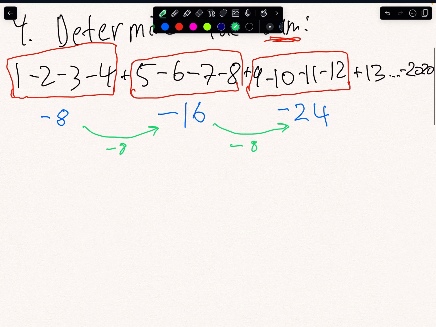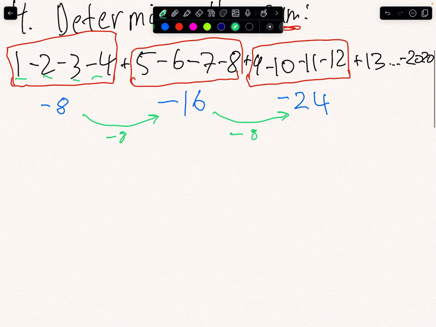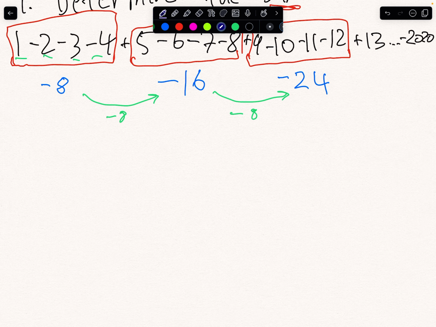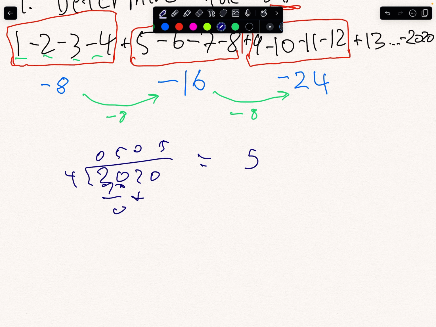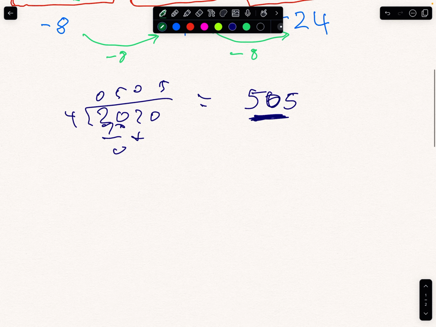So if each box has 4 numbers, how many boxes do we have? Well, if there are a total of 2,020 numbers, and each box has 4 numbers, that's going to give us 505 of these boxes, or repetitions of this pattern of one positive number and 3 negative numbers. So now we're going to try to express this pattern with summation notation. I'm going to write it out first and explain it.